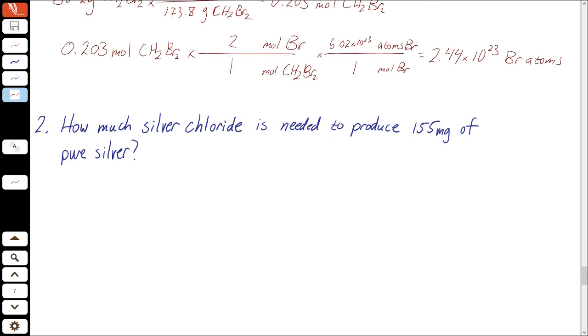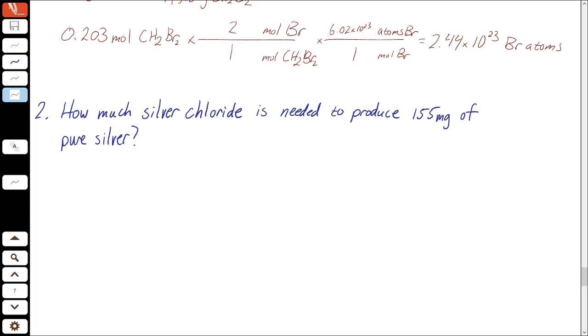All right, number 2, how much silver chloride is needed to produce 155 milligrams of pure silver? So in this case, we have a compound silver chloride. So I added a little extra skill in here because you have to come up with a formula for silver chloride first before you can find the mass percent of silver in silver chloride. So what's the formula of silver chloride? Yeah, it's AgCl. Silver is one of those weird ones where yes, it's in the middle, but it only ever has one charge. So we don't use the parentheses. Silver is always +1. So if silver is +1, chloride is -1. Silver chloride, we know, is AgCl.